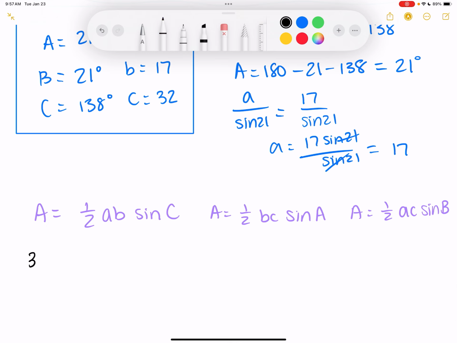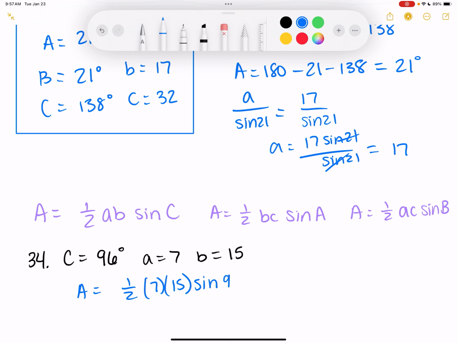Number 34. C is 96 degrees, side A is 7, and side B is 15. So super simple, we just plug in. The area is 1/2 times A times B, so 7 times 15, times the sine of 96. And again, these would still be in degree mode.